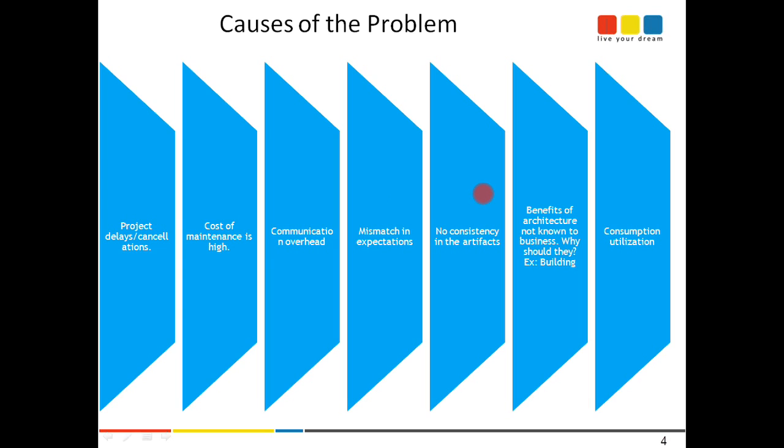What is the other problem that's going to be caused? No consistency in the artifacts. So we move from one project to another project and another project. If you try to compare, is there a consistency in the artifacts, right? So then again, it leads to project delays, right?